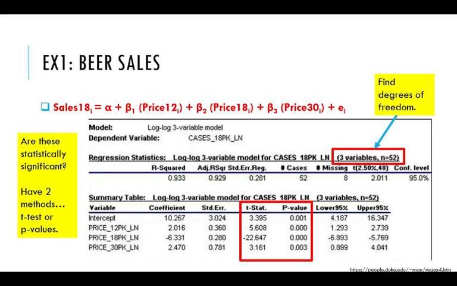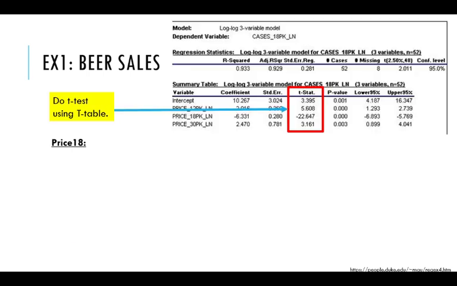All right, so remember, if we're using our t-test, we need our degrees of freedom. So we have to know our number of observations, which we do right there. 52 is our number of observations. So let's first look at doing a t-test using our t-table, and let's start with price of 18 packs. Now remember, something is significant if the t-statistic is greater than the critical t, but technically we need to have the right sign in a directional hypothesis.